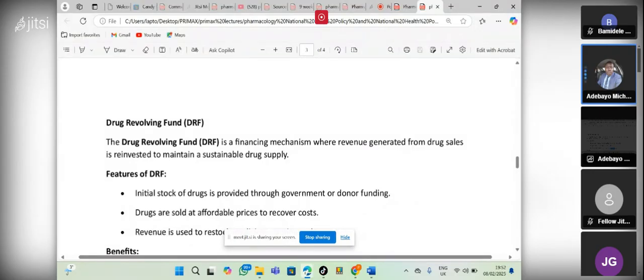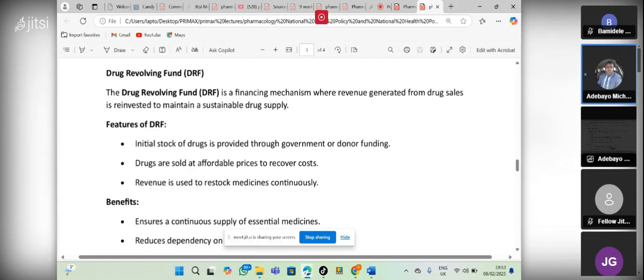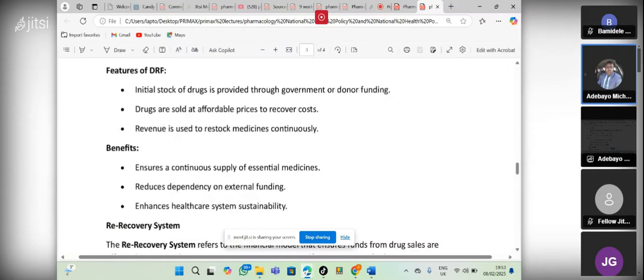The drug revolving fund is a financing mechanism where revenue generated from drug sales is invested to maintain a sustainable drug supply. Like whatever money that you generate from there, you reinvest it to keep your stock going, to make sure that the essential drugs are available. You don't eat your profit basically.